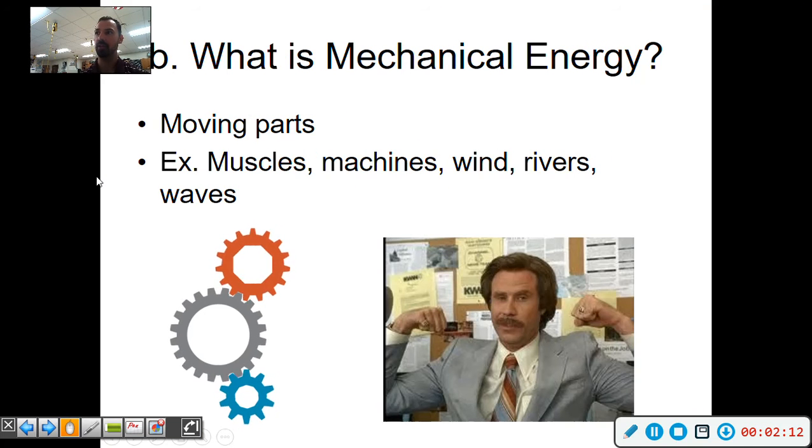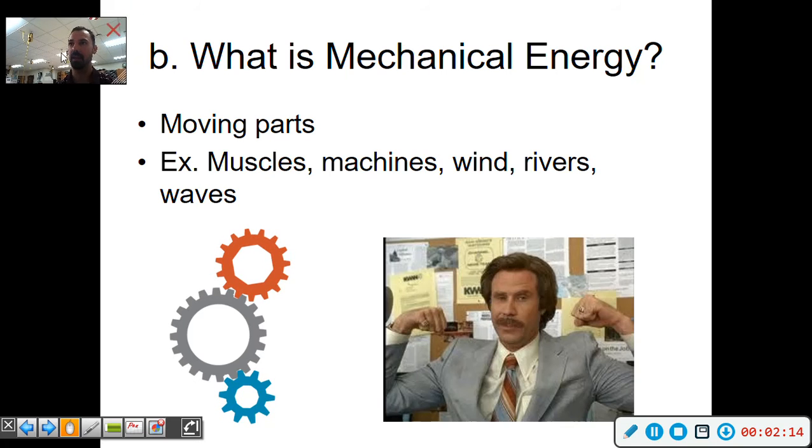Okay, mechanical energy is basically energy with moving parts. So muscles, machines, wind, river. So water particles moving through a river are mechanical energy. Waves in the ocean are mechanical energy. Again, so moving something, all right, moving particles. Wind, obviously the air particles are moving in wind. Okay, so that's what we're looking for when we talk about this.